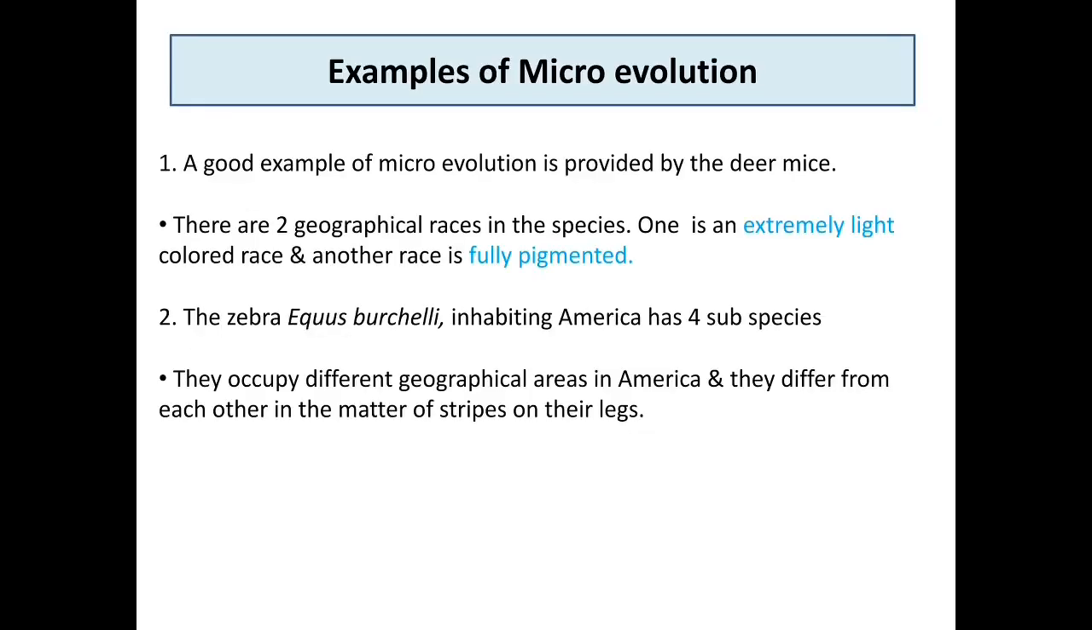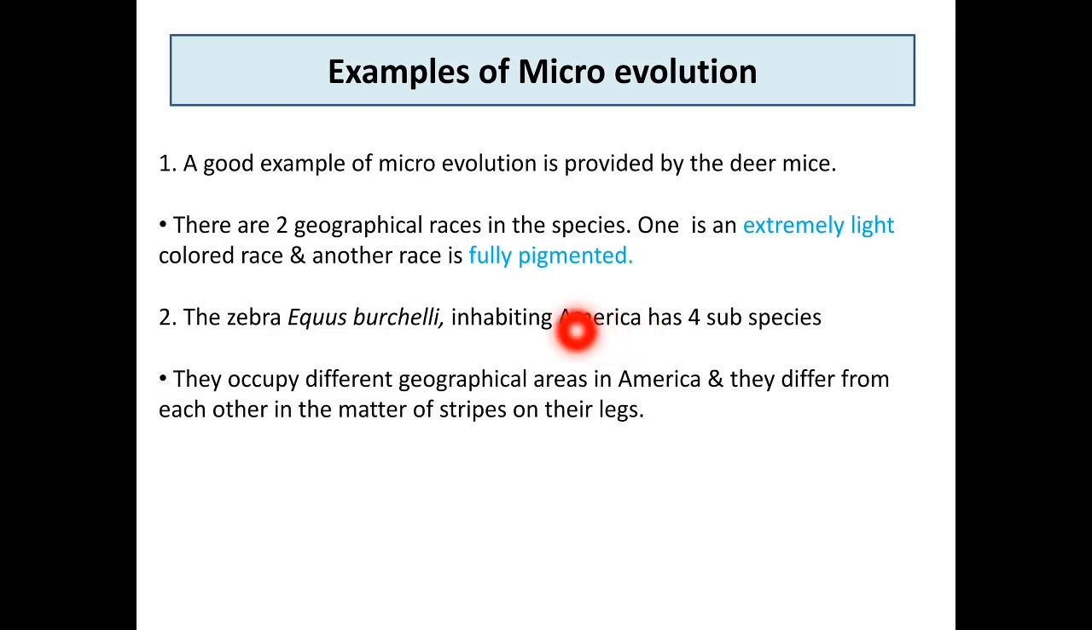So here I have mentioned a few examples of microevolution. First one is provided by the deer mice. There are mainly 2 races present of this species, where one is an extremely light colored race and another race is fully pigmented. These 2 subspecies differ by a number of genes having additive effects, that is, multiple genes are involved here.